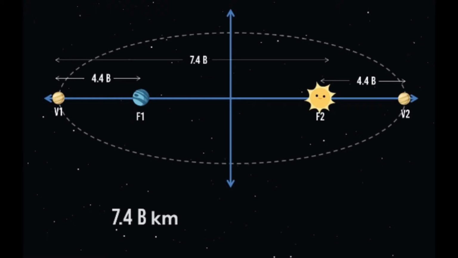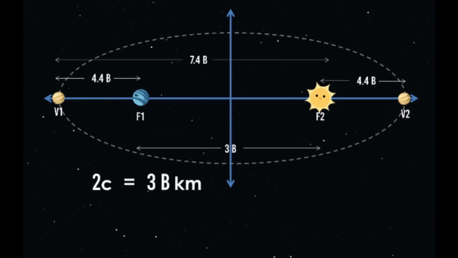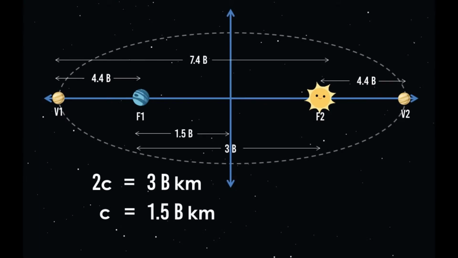Since we've already found out that the distance from V1 to F1 is 4.4 billion kilometers, we can subtract this number from 7.4 billion kilometers. To get C, divide 3 billion by 2, resulting in 1.5 billion kilometers.